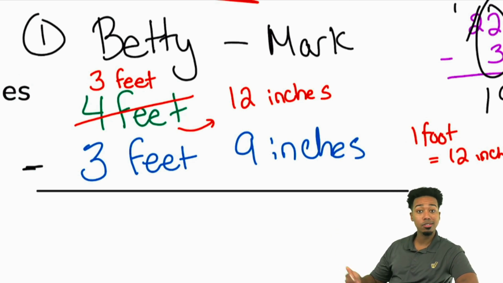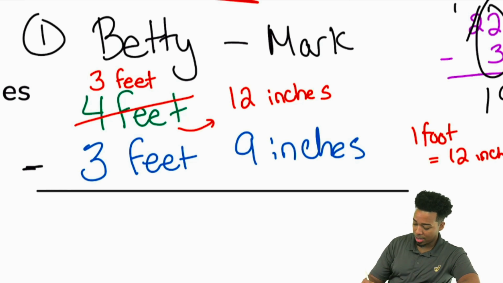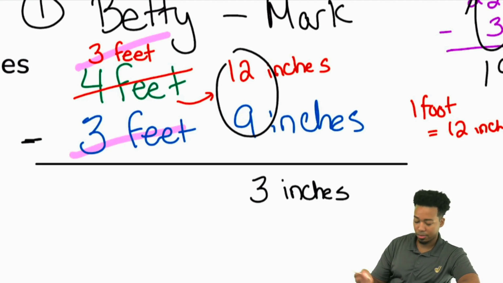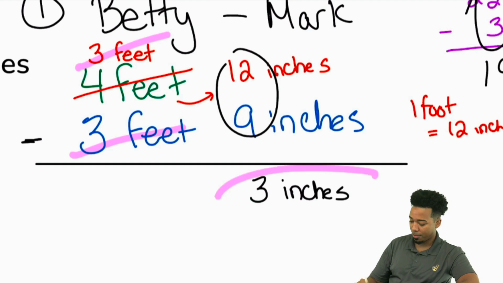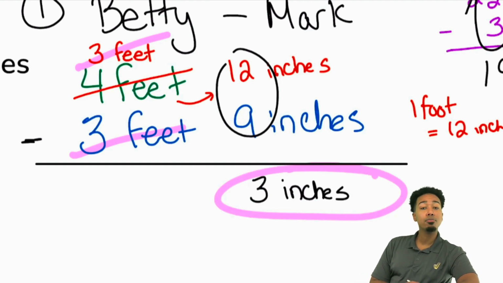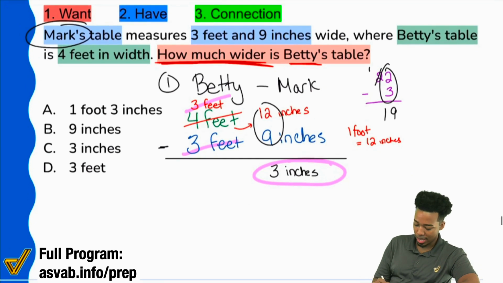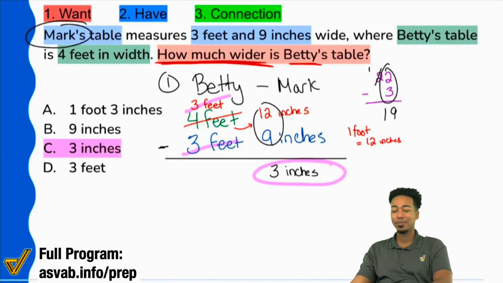So now that I'm here, guess what? 12 minus 9, that's going to be 3. And then over here, 3 feet minus 3 feet, well, that's going to cancel out. And all you have left is 3 inches. So Betty's table is 3 inches wider than Mark's table. And that's it. We're done. Answer is C, and we're good.